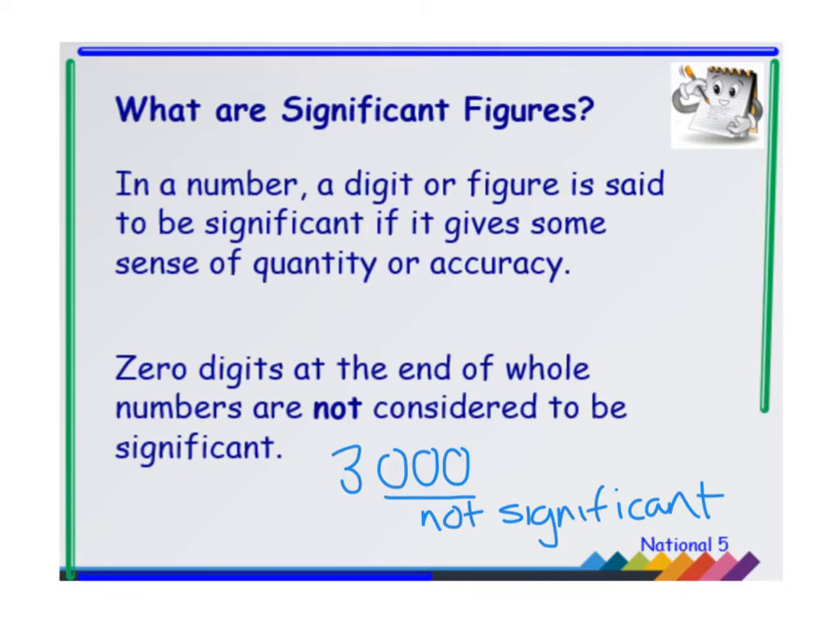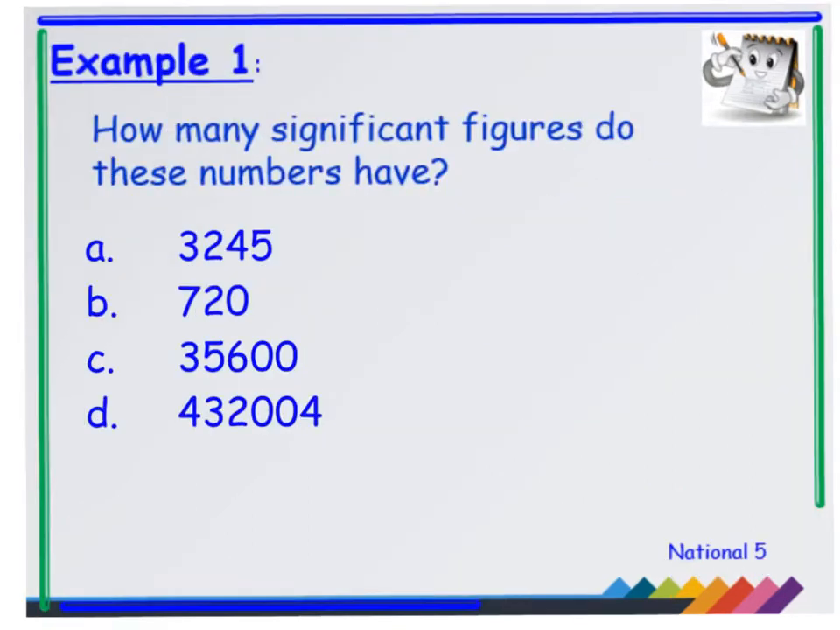So way back when we were asking you to round to the nearest 10, 100, 1000, we were asking you to round to one significant figure, but we just didn't call it that. So zeros at the end of whole numbers do not count. I've got 4 whole numbers here, and I just want to explain how we go about deciding how many significant figures these have.